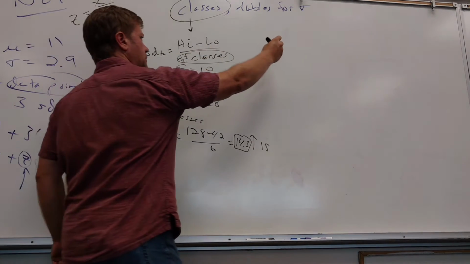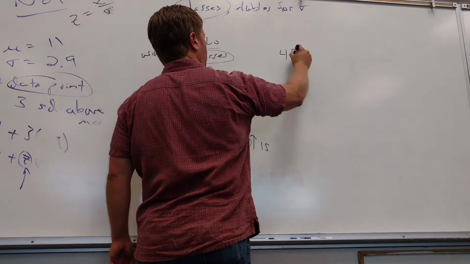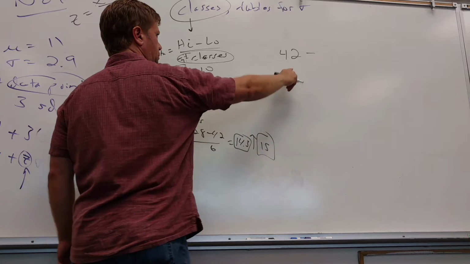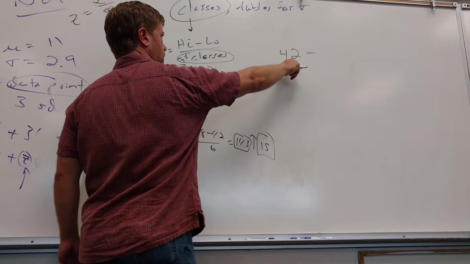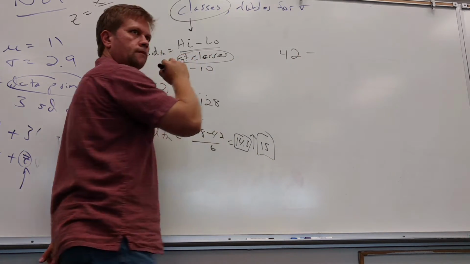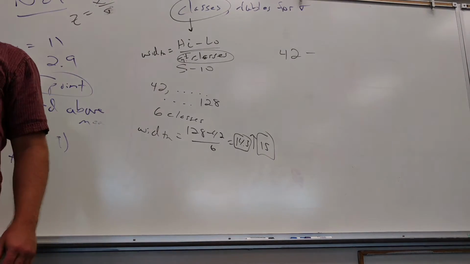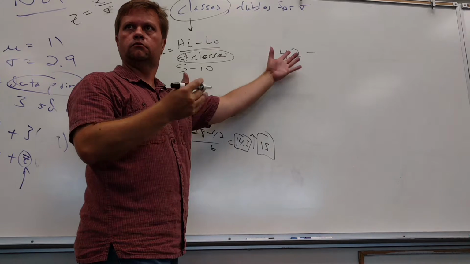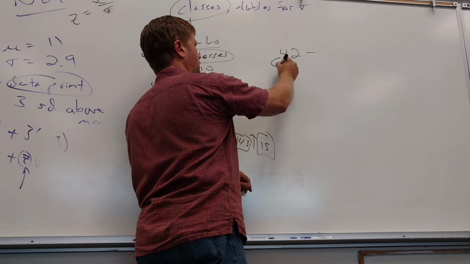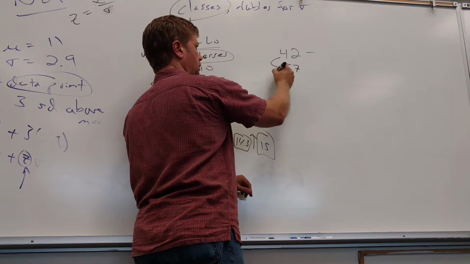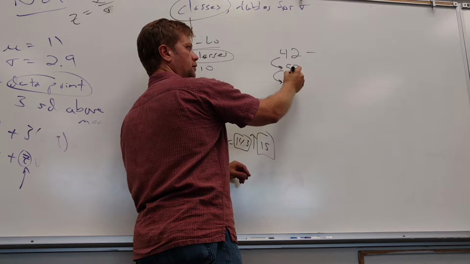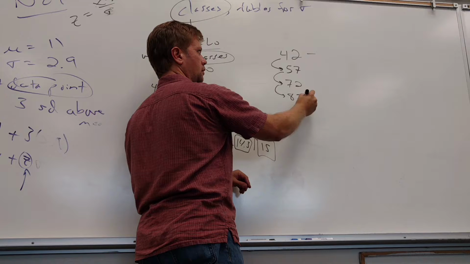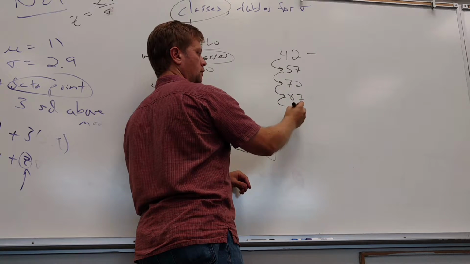So what would my classes look like? If I do it by the book, it would look like 42. What would I put here? My class width is 15. How wide are my classes? 15. So 57, right? Because if they're 15 wide, then the next one better start at 57. And the next one better start at 72. Then 72, then 102.